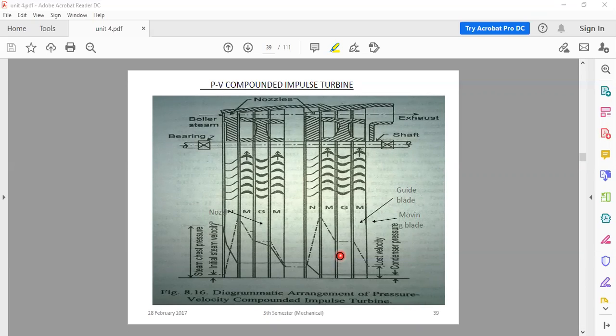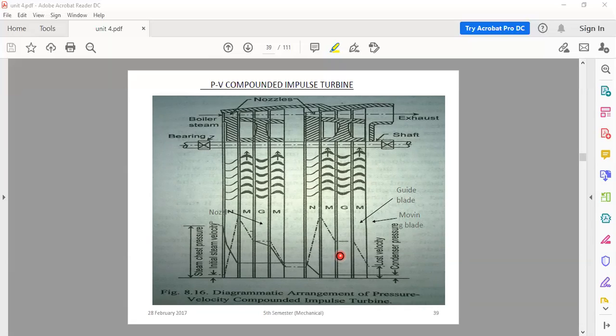In previous two cases, we have discussed pressure compounding and velocity compounding. In pressure compounding, we have controlled turbine speed by controlling the pressure. In velocity compounding, sorry, we have controlled steam turbine speed by controlling the velocity. Now, both combine in pressure velocity compounding, controlling the pressure and velocity both here.